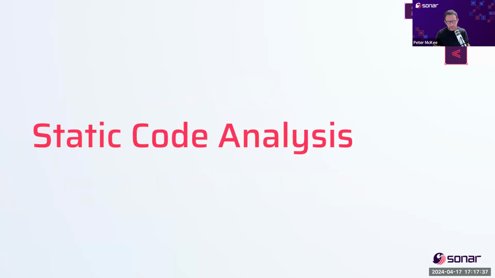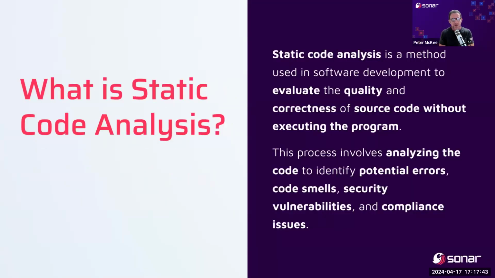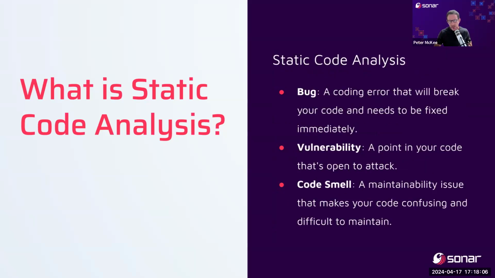And so how do we do this at scale? This is where static code analysis comes in. So what is static code analysis? Static code analysis is a method used in software development to evaluate the quality and correctness of your source code without executing your program. So basically what we do is we take your code, we parse it and turn it into an abstract syntax tree, and then we run rules against that, right? And we're looking for things like code issues, errors, quality smells, bugs. So errors in your code. We're also looking for vulnerabilities, points in your code that have a security attack surface. And then we're looking for code smells.